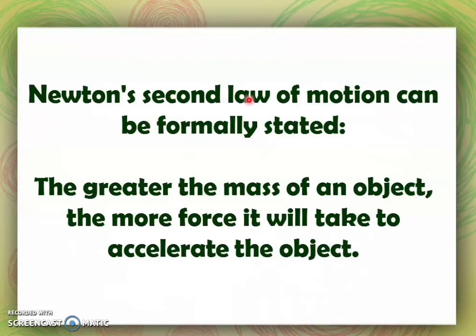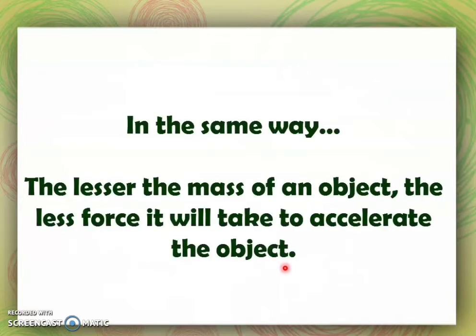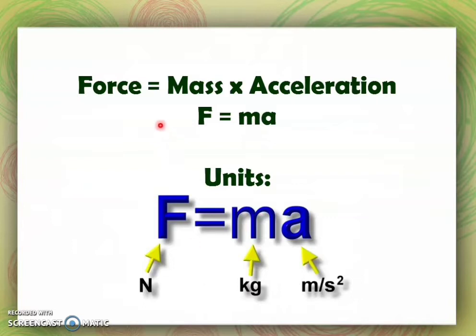Therefore, Newton's second law of motion can be formally stated: the greater the mass of an object, the more force it will take to accelerate the object. Also, in the same way, the lesser the mass of an object, the less force it will take to accelerate the object. For the formula, force is equal to mass multiplied by acceleration, simply F equals ma. Units: Newton for force, kilogram for mass, meter per second squared for acceleration.